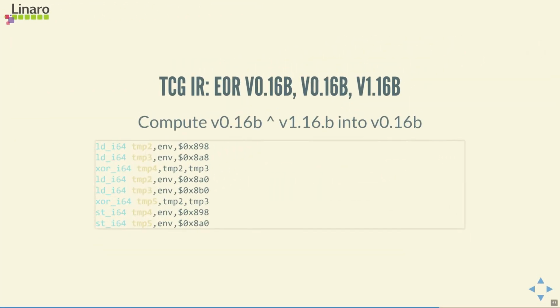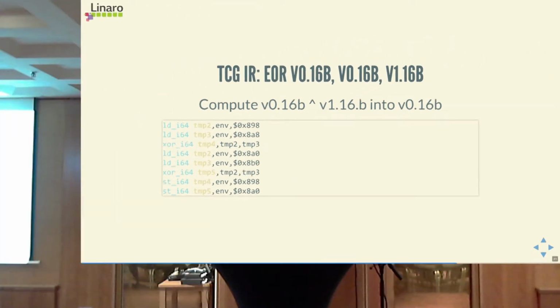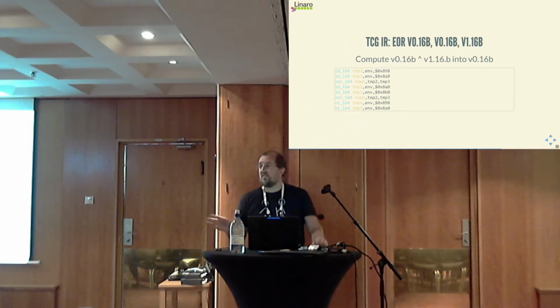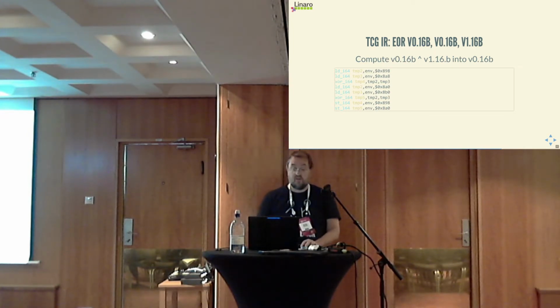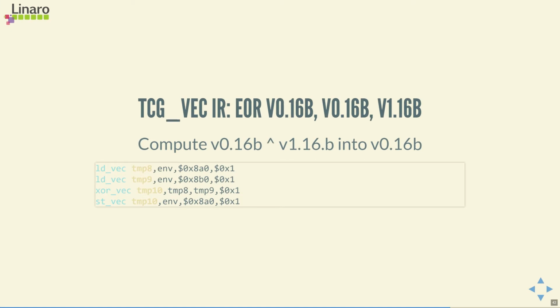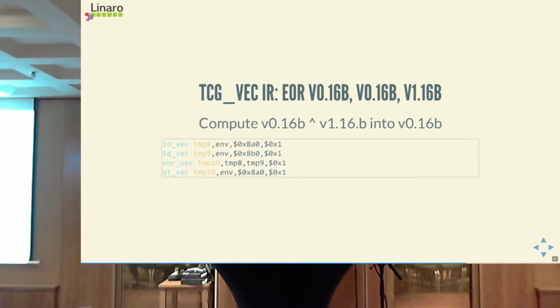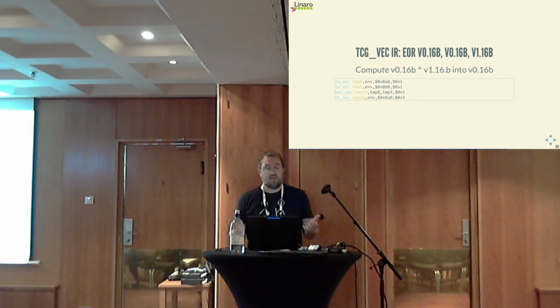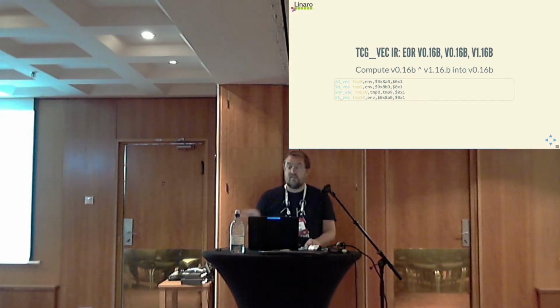However, for simple operations, I think we can do better. So let's just remind ourselves of the IR that we generated under the old scheme of things. We end up doing 8 operations for our 16-byte XOR. Let's look at the IR that we generate with the new TCG Vec work. As you can see, this is already a more compact representation of what's going on. Importantly, each operation has enough information encoded in it that the backend can also generate the most efficient code possible.